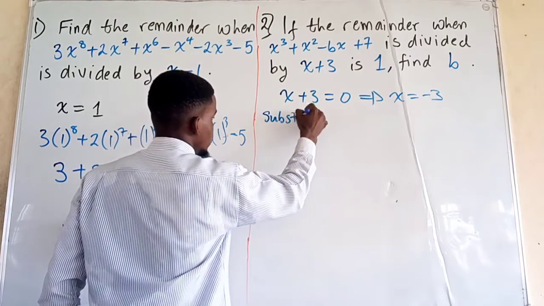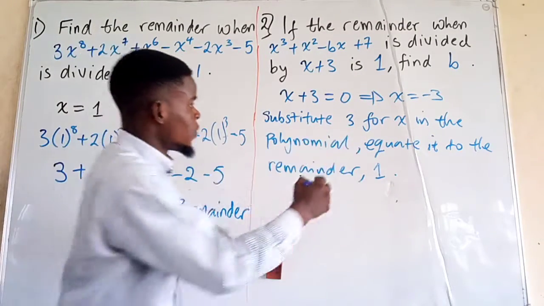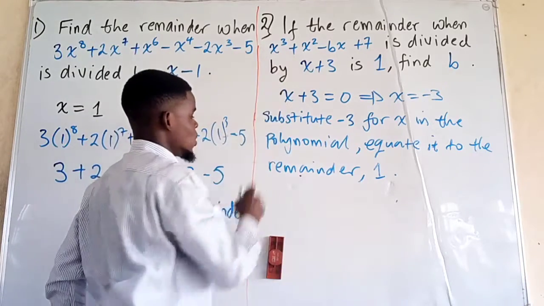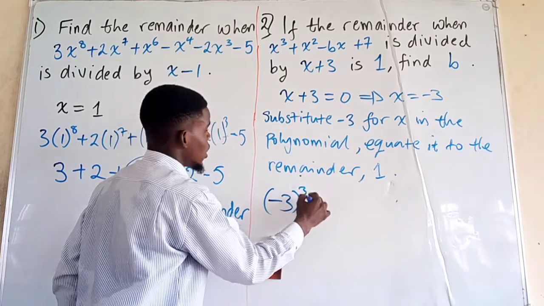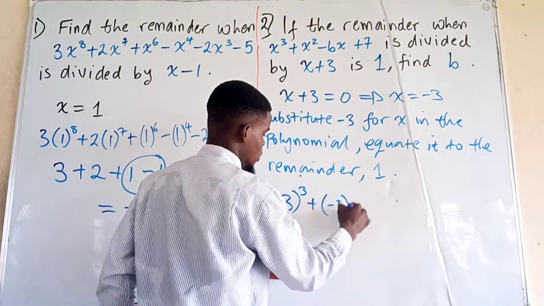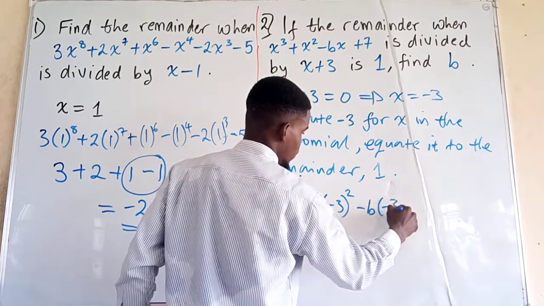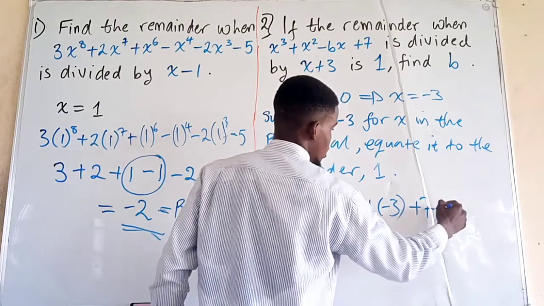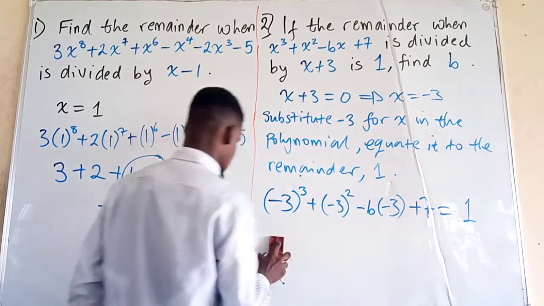So I will put, substitute negative 3 for x in the polynomial, right? And then equate it to the remainder. So what we just need to do is in place of x, we put negative 3. So we have negative 3 raised to the power 3, then plus negative 3 raised to the power 2, right? Minus b times negative 3. So you see what I'm doing? We add 7 to that. Then we equate it to the remainder, which is just 1 on the right hand side.